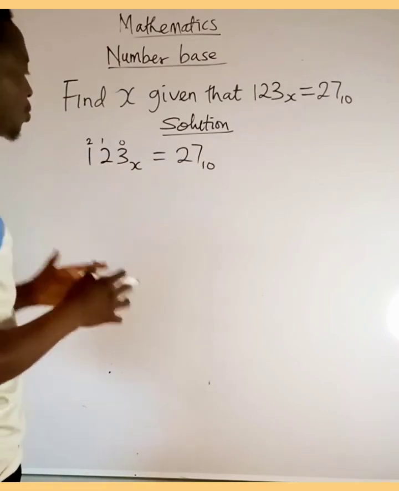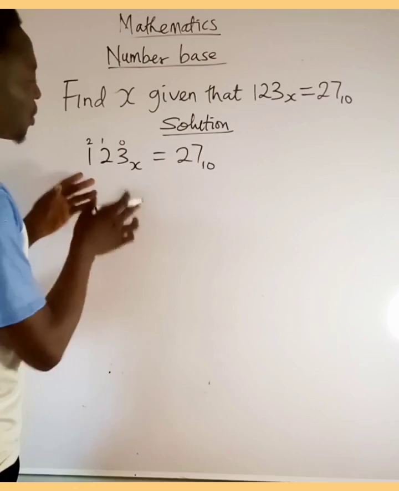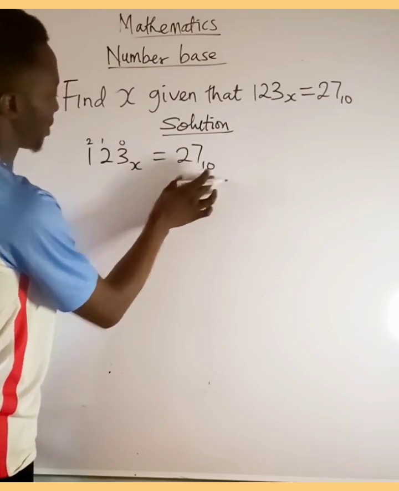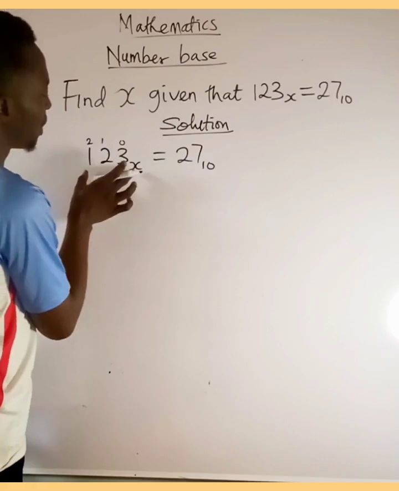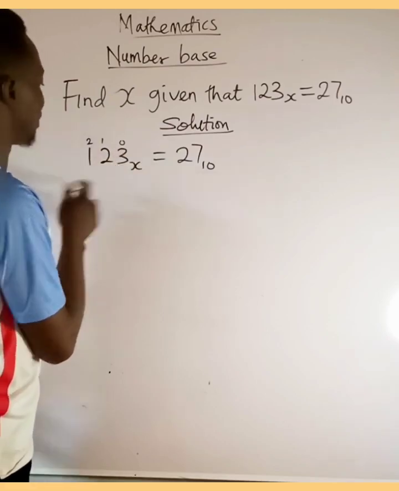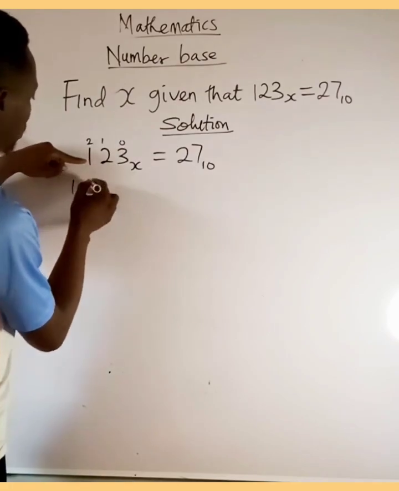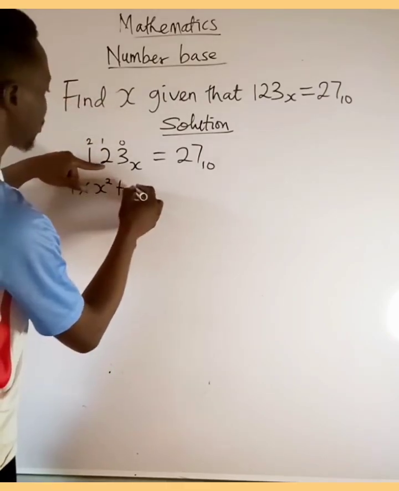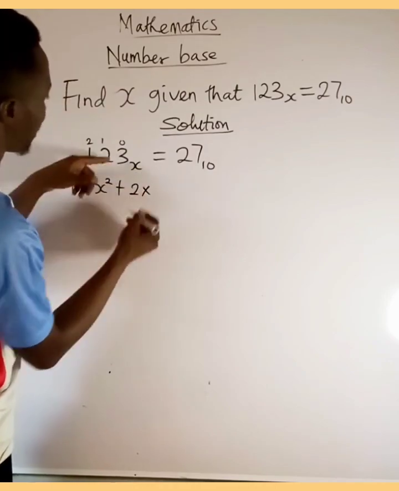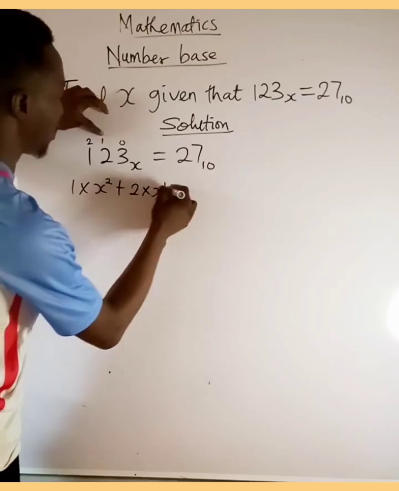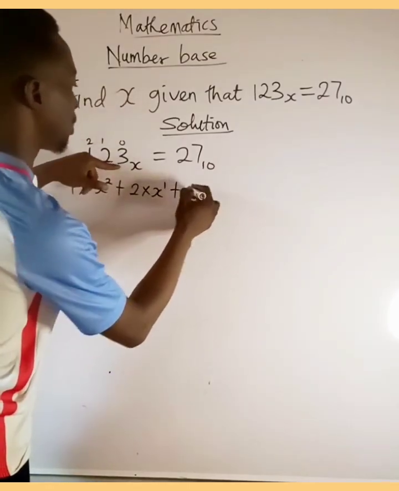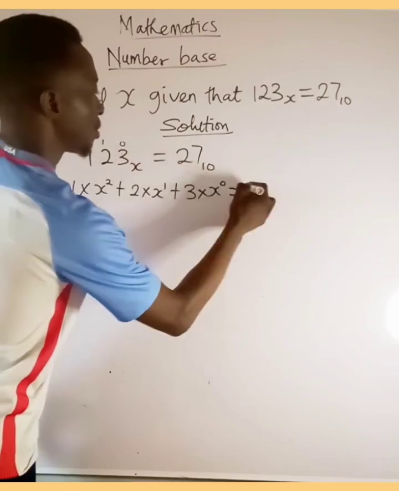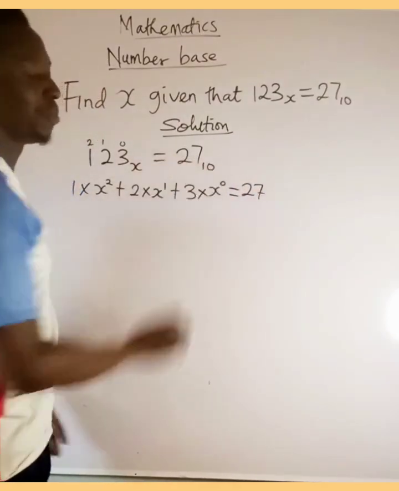Now let's expand this. We need to ensure that each of these numbers is in base 10. The right hand side is already in base 10, but this is in base x, so we need to expand it to base 10. We pick the first number, 1 times x raised to power 2, plus the second one, 2 times the base x raised to power 1, plus 3 times x raised to power 0. Then we equate it to 27 because it is already in base 10.